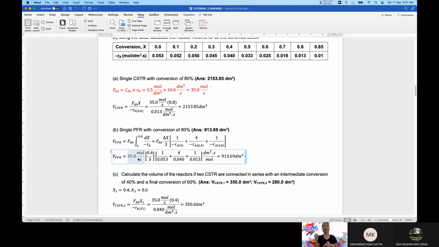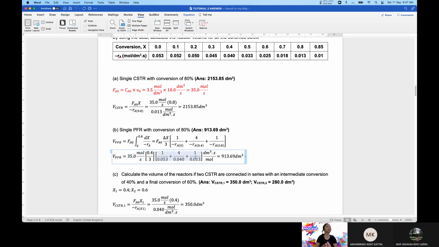But nak cari delta X pula. So delta X, as I told you, dia adalah the difference or the gap ataupun beza di antara initial X kepada middle X saya. So initial X saya kosong, middle X saya 0.4. So beza dia adalah 0.4. Ataupun kalau kita kira beza kat belakang, contohnya 0.4 middle point kepada final point saya 0.8, beza dia juga masih 0.4. So delta X 0.4 divided by 3.